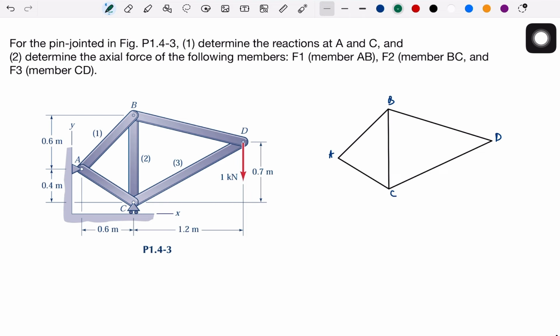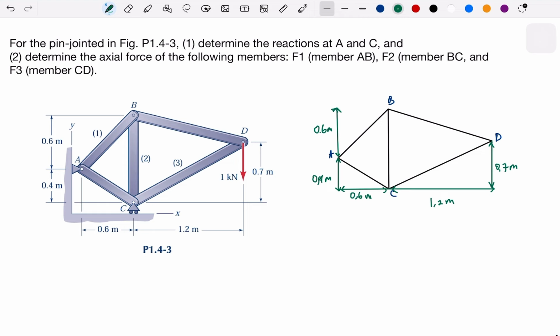And then give all the information. This will be the distance 0.6. This will be 0.4. And then this will be another 0.6. And this will be 1.2. This will be 0.7. Okay, I think all the distances we have written.